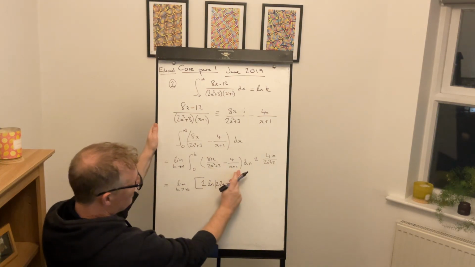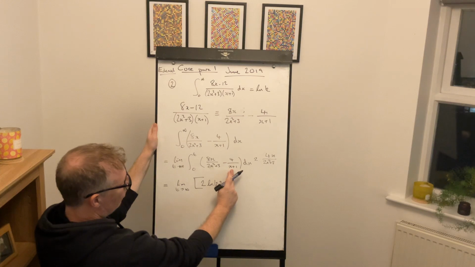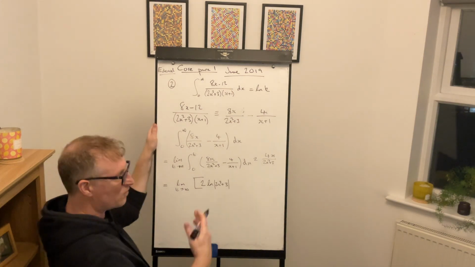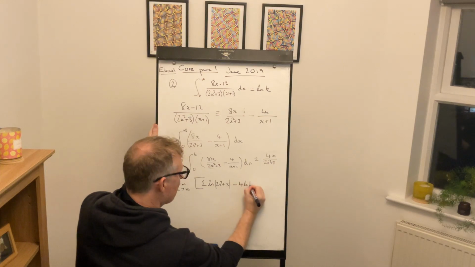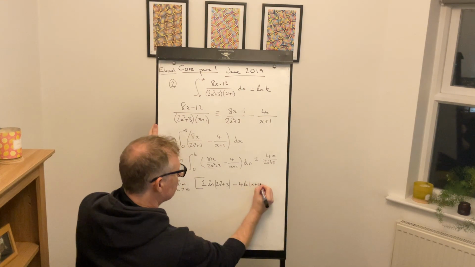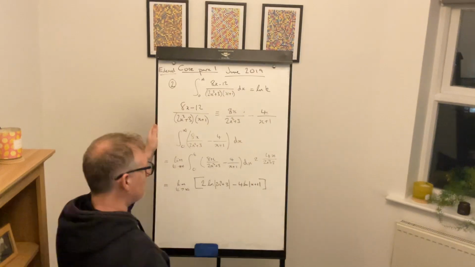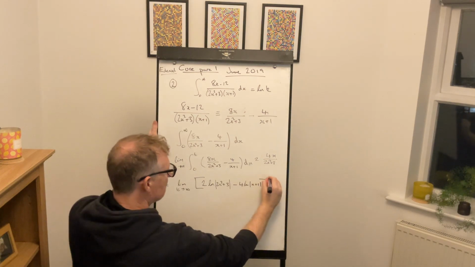Same here. Obviously, the denominator, when you differentiate that, you get 1. We've got 4 up the top. That's 4 times as many. So it's simply minus 4 ln x plus 1. And this is between t and 0.